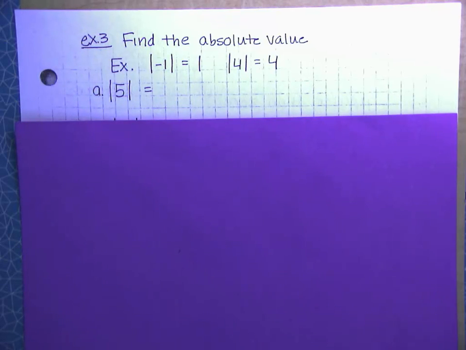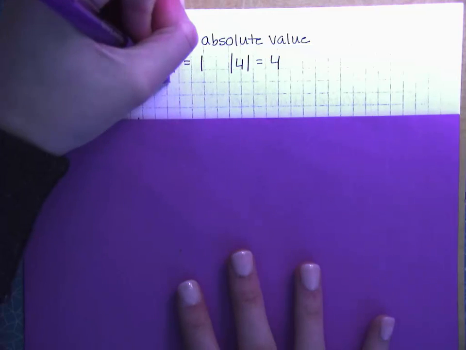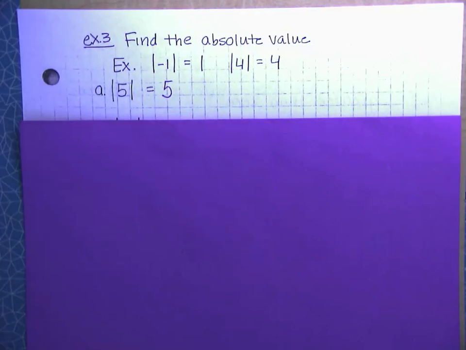Okay, the absolute value of 5. What's that going to be? 5. So if we were to look at a number line, we'd be able to see that 5 is 5 away from 0. Okay. What are the ones for you? They're not ones. Those are the absolute value signs.